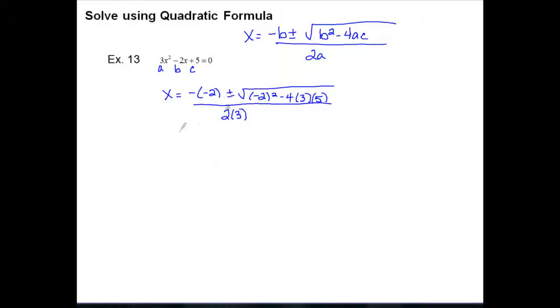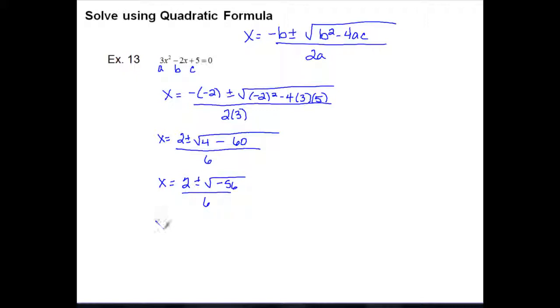So I just plugged in the formula. Let's go through here and simplify. X equals, that's positive 2. Negative 2 squared is 4. Okay, be real careful with your signs here, because this is negative 4 times 3 times 5. That's going to turn out to be negative. 4 times 3 is 12, times 5 is 60. So 4 minus 60 over 2 times 3 is 6. So x equals 2 plus or minus 4 minus 60 is negative 56 over 6.